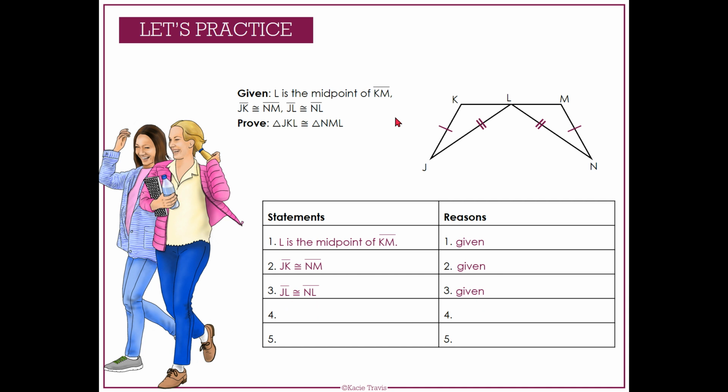Now, I know earlier that we said that L is the midpoint of KM. If L is the midpoint, that means that it's the middle. So that means that this side here, KL, has to be congruent to ML because they are both the two sides that make up KM. And that's because we use the midpoint. So we got our given information. We use our given information to inform us that these two sides are congruent, and we have three sides being congruent here. So that means that this triangle has to be congruent to this one because of the SSS postulate.